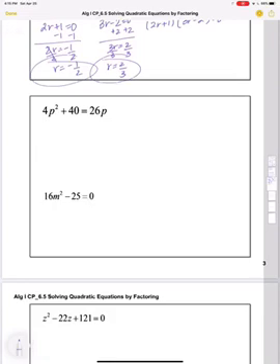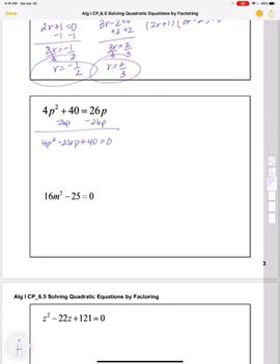All right, now it's an equation. So we've got to set it equal to 0. So I can minus 26p, minus 26p. And I'm going to put that in the middle because I want it in descending order. So 4p squared minus 26p plus 40 equals 0.